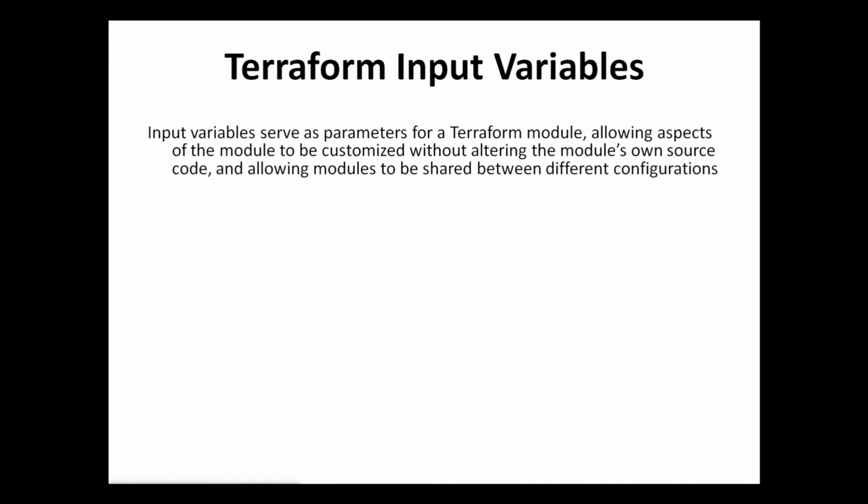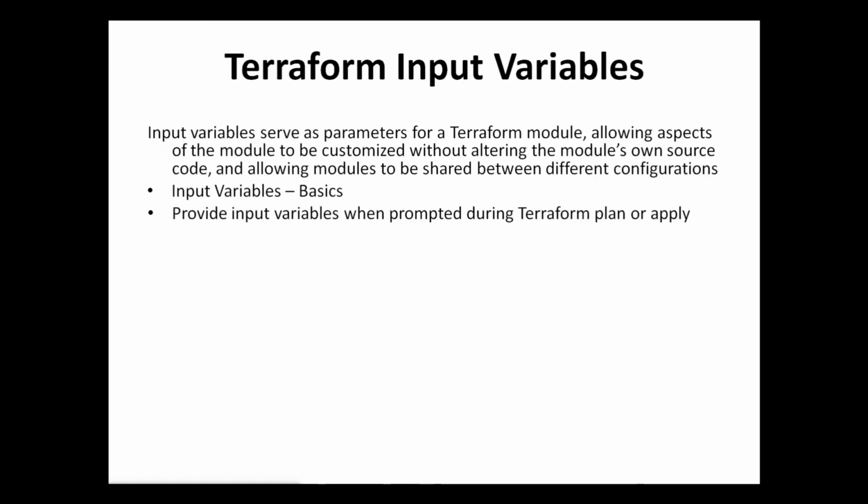One important thing from the Terraform perspective is that we can pass these input variables in 10 different ways. So we need to master these 10 different concepts when we discuss input variables in Terraform. First, the input variable basics: provide input variables when prompted during Terraform plan or apply. Whenever you run Terraform apply, it will prompt you for the variable. Second, override default variable values using the CLI argument -var. With the -var argument for your Terraform apply, you can provide the value.